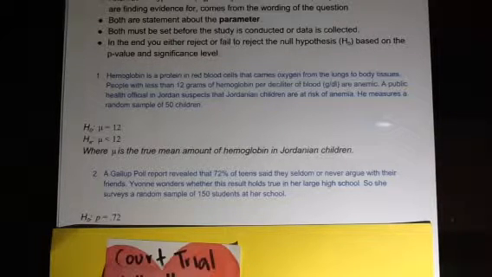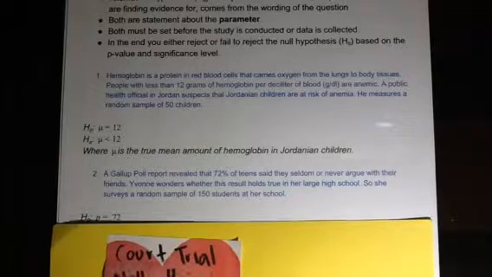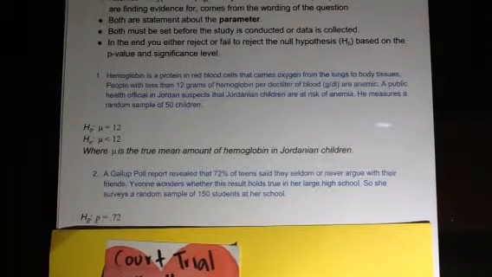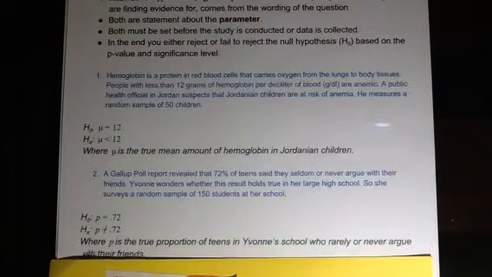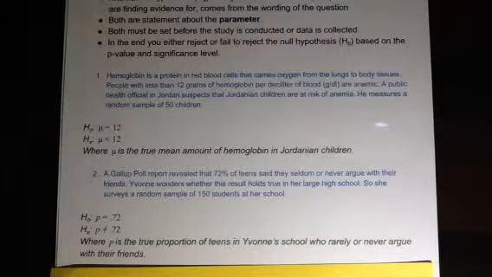And then our alternative hypothesis is going to go in the direction that the wording is giving. So Yvonne wonders whether this result holds true in her large high school. So we're just going to check to see. She didn't say if it's greater than or less than. We just simply are going to see if it's not the same or if it is the same. So p is equal to 0.72 as our null, and p is not equal to 0.72 as our alternative. And for our parameter here, we have p as the true proportion of teens in Yvonne's school who rarely or never argue with their friends.